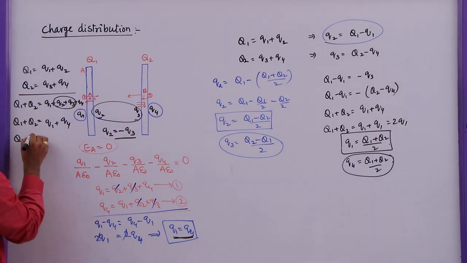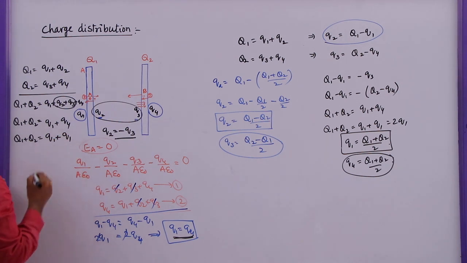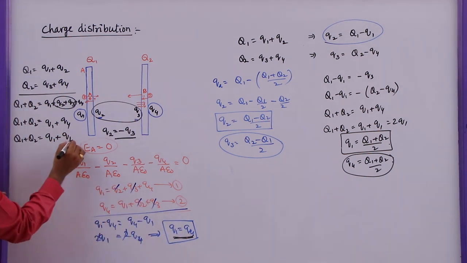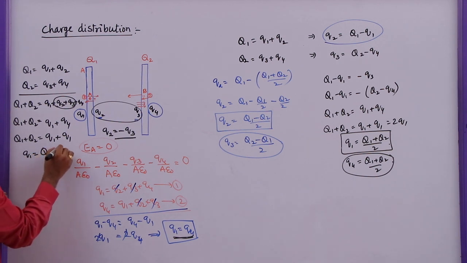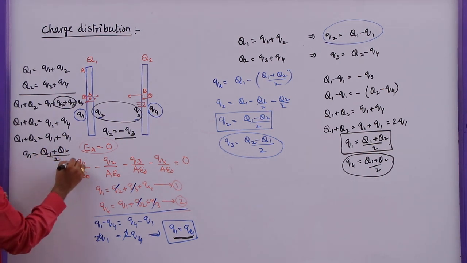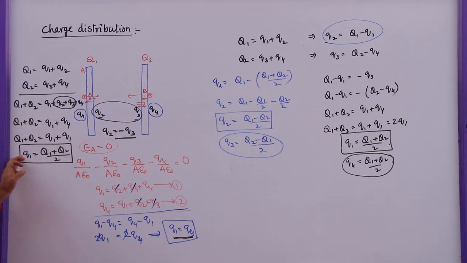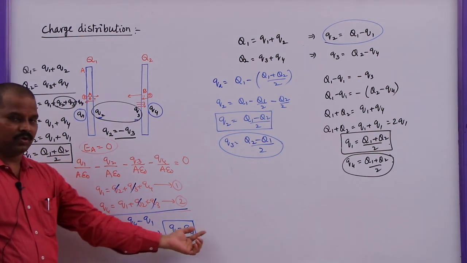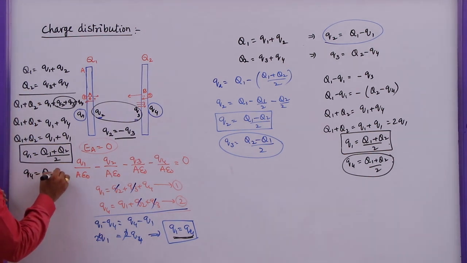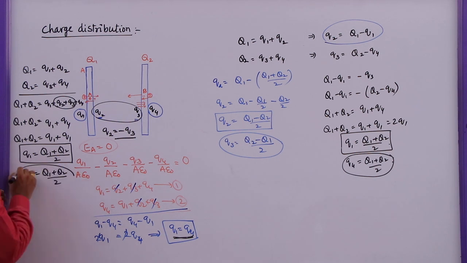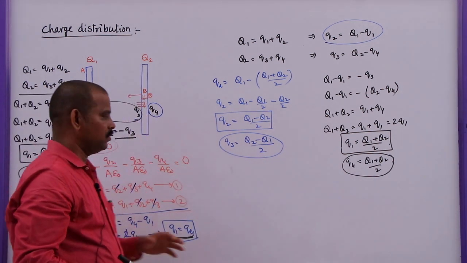But we got here q1 is equal to q4. So what can I write? Capital Q1 plus Q2 is equal to q1 plus q1 only, because q1 is equal to q4. So 2q1 is equal to Q1 plus Q2. q1 is equal to (capital Q1 plus capital Q2) by 2. So this is the result that we get here. If q1 is equal to this much, we know that q1 is equal to q4. So q4 is also equal to (Q1 plus Q2) by 2. So already we got these two expressions for q1 and q4.